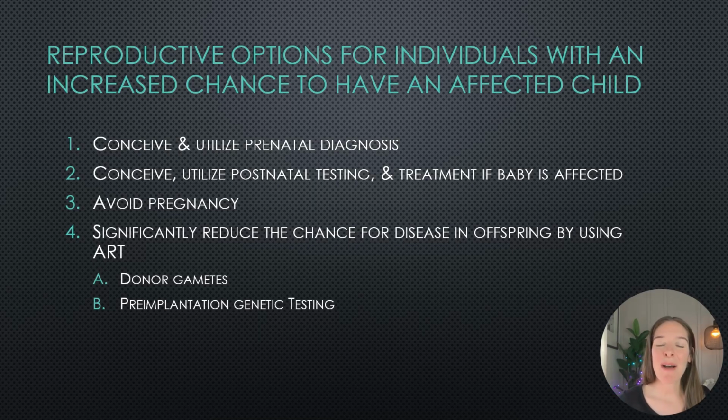And then lastly, option 4 is where we'll probably spend the bulk of our time in discussion today. A couple or an individual could significantly reduce the chance for a condition in their child by utilizing assisted reproductive technology. And that could look like using donor egg or donor sperm or donor embryo to reduce the chance for that specific genetic condition, depending on the inheritance. Or it could look like utilizing preimplantation genetic testing for a monogenic disease to reduce the chance for that condition.